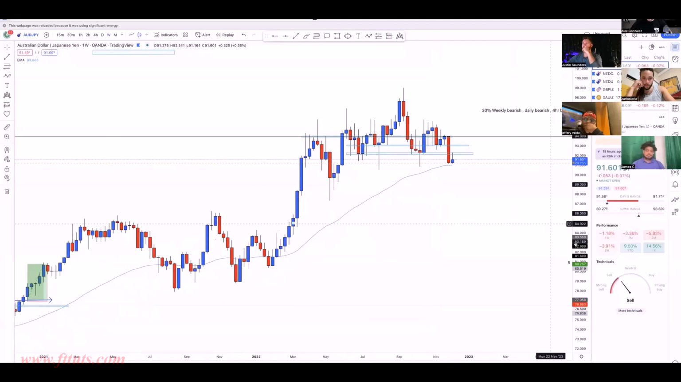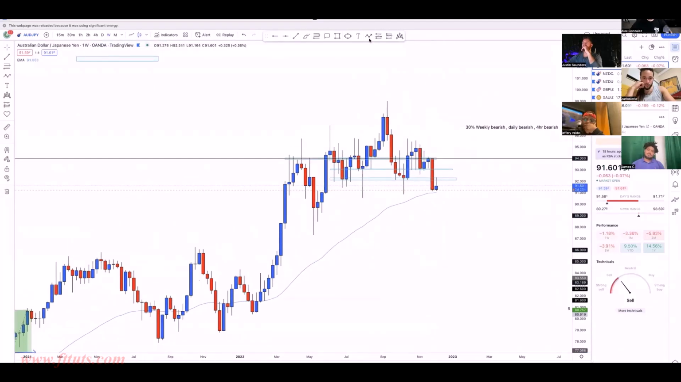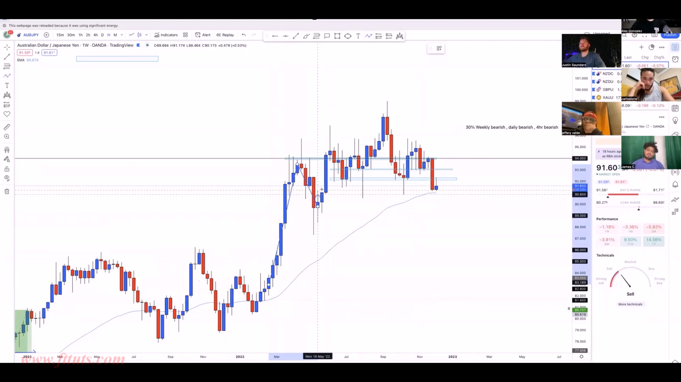Let me explain. So as you guys see here, we are creating higher high, higher low, higher high, higher low, market structure, higher high, lower low. We've broken the structure points, giving us now a lower high, market structure, lower low. You guys see how we are bearish on this market.